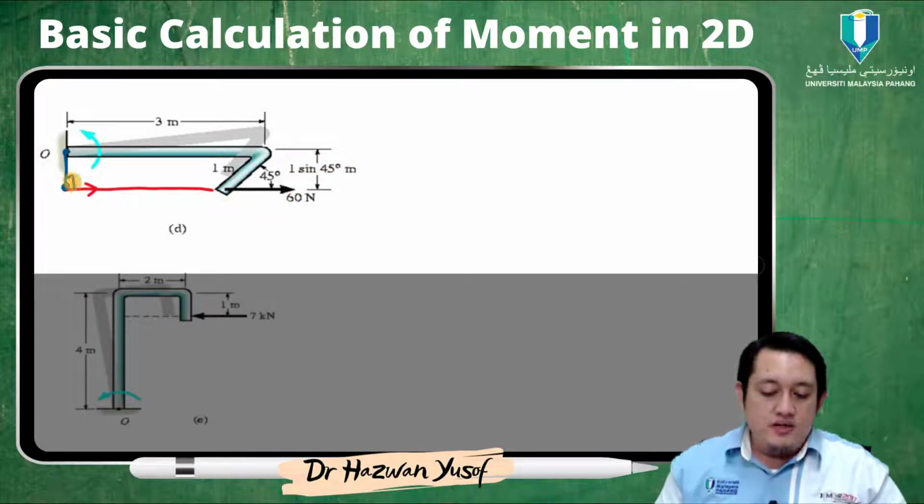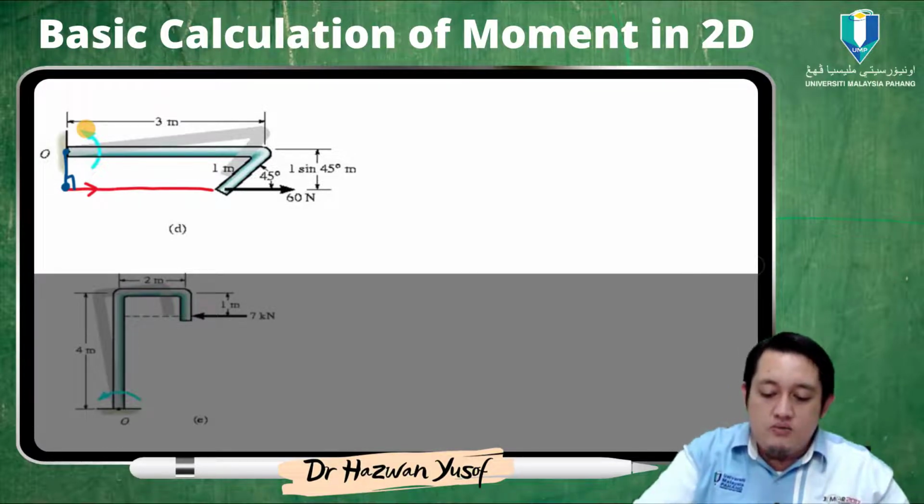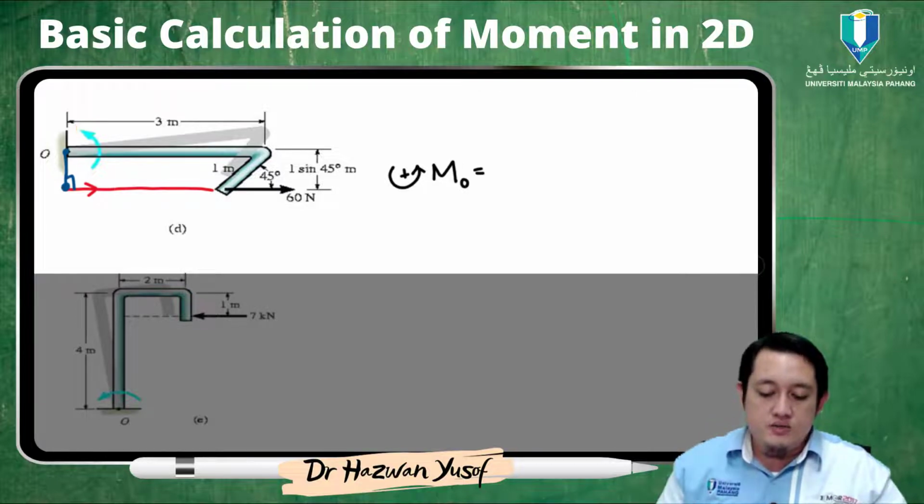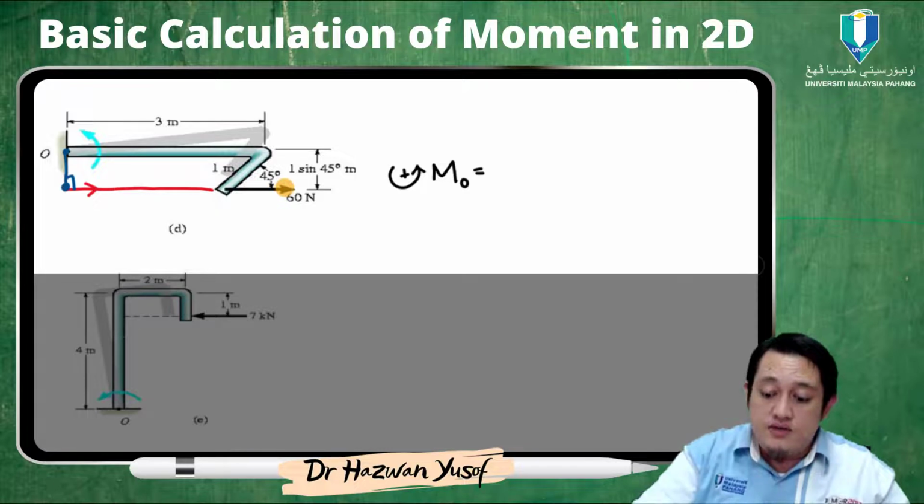Our assumption here, as mentioned, is counterclockwise. Previously we did clockwise; this one is counterclockwise. So they want us to assume counterclockwise to be positive. So moment at O is equal to this 60 Newton. If we rotate it, it will rotate like this, which is a counterclockwise rotation, the same as our assumption. So this one will be positive again.